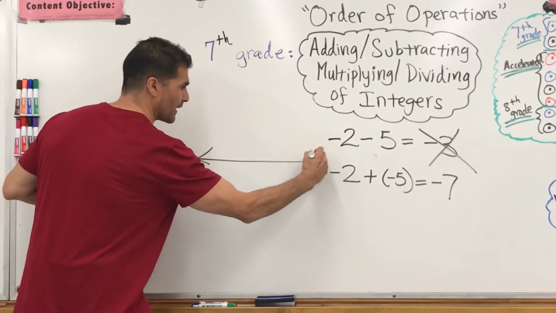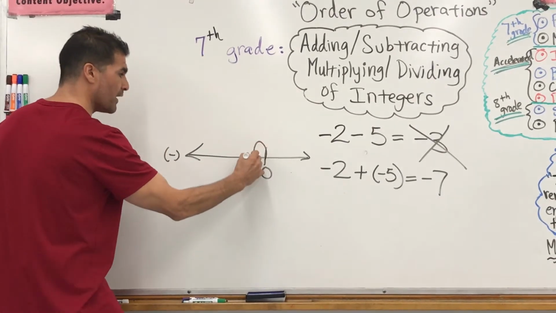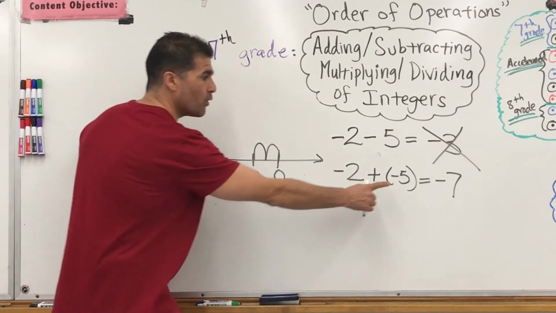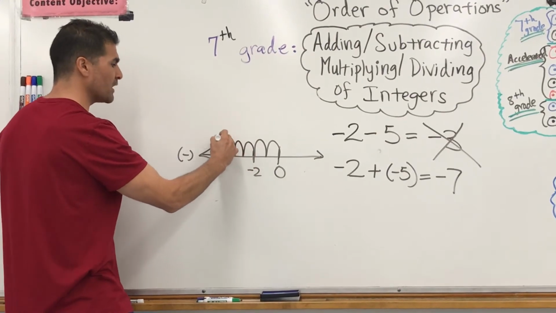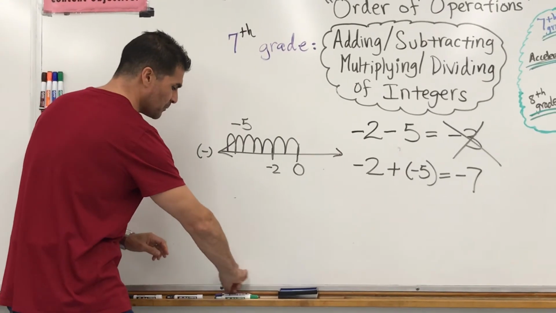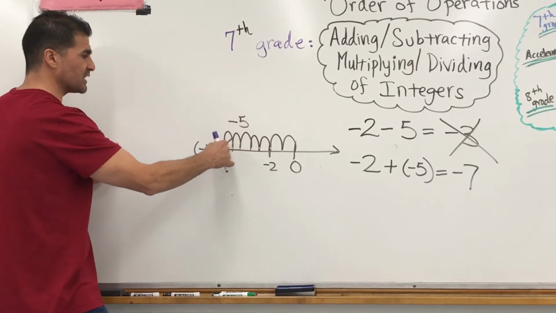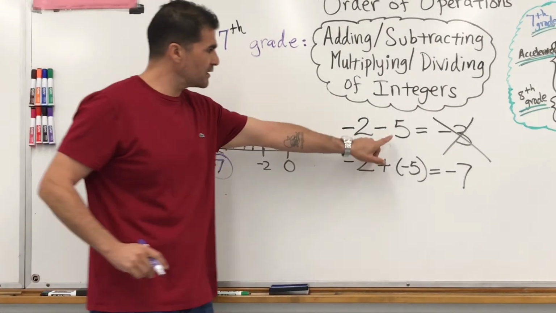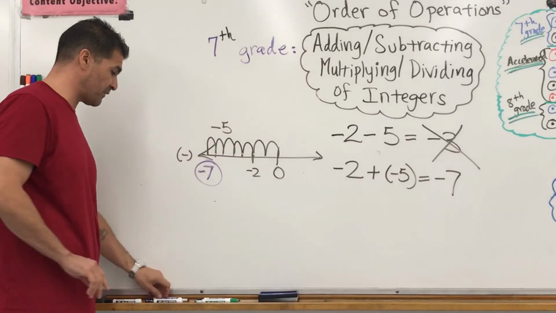Because if you have a number line, and you have 0 right here, when you're moving to the left 1, 2 spaces, this takes you to -2. Well, if you move 5 more spaces to the left, 1, 2, 3, 4, 5, this is a total of moving 1, 2, 3, 4, 5, 6, 7. This is why when you subtract 5 from -2, you don't get -3. You actually get -7.